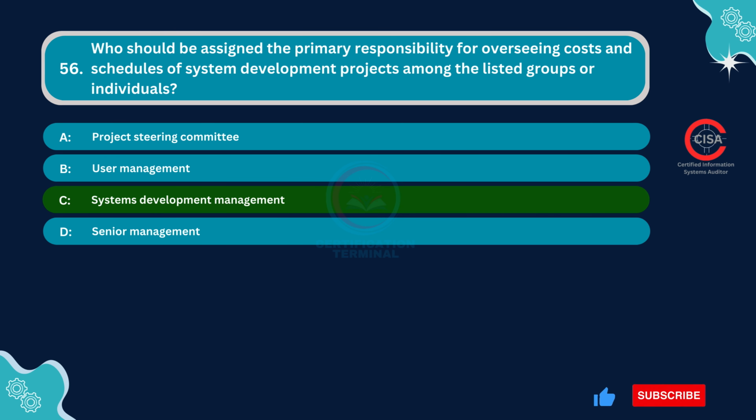Systems Development Management. Systems Development Management holds the primary responsibility for overseeing costs and schedules of system development projects. Their direct involvement, project planning expertise, and resource management skills make them uniquely qualified to ensure projects are delivered within budget and on time. While collaboration with other stakeholders, like user management and senior management, is crucial, the day-to-day responsibility for cost and schedule control rests with Systems Development Management.